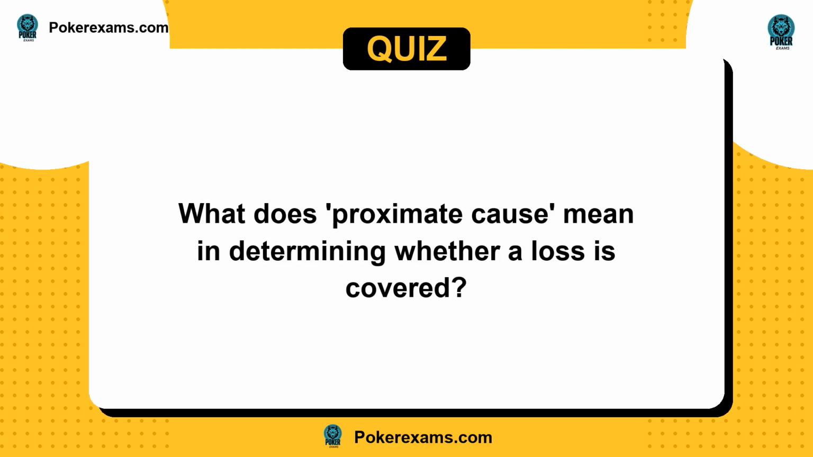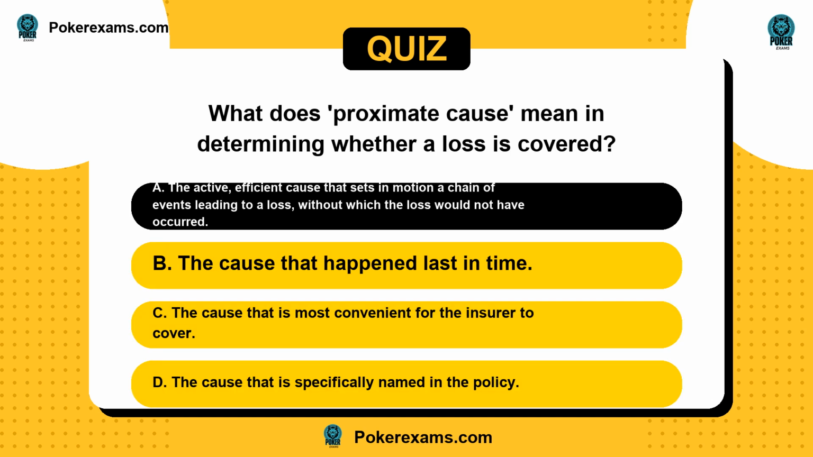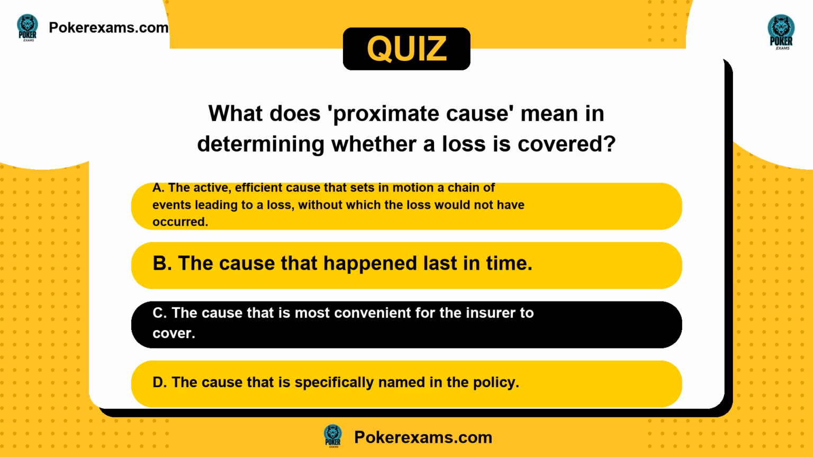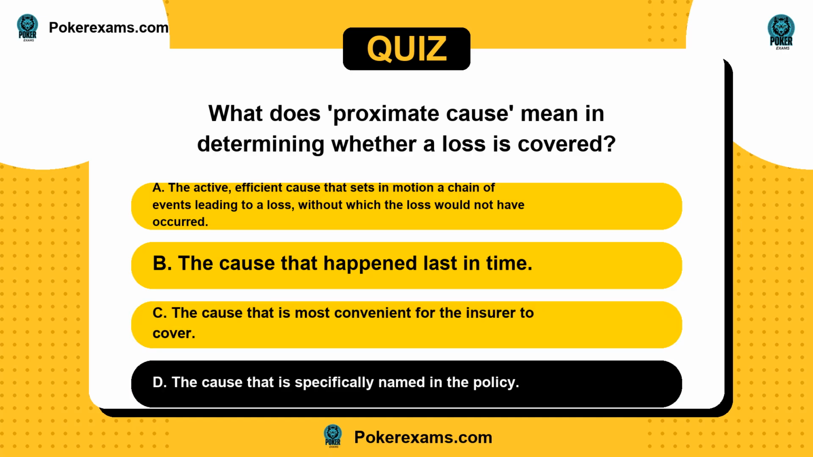Next question. What does proximate cause mean in determining whether a loss is covered? Is it A, the active, efficient cause that sets in motion a chain of events leading to a loss, without which the loss would not have occurred? Or B, the cause that happened last in time? C, the cause that is most convenient for the insurer to cover? Or D, the cause that is specifically named in the policy?